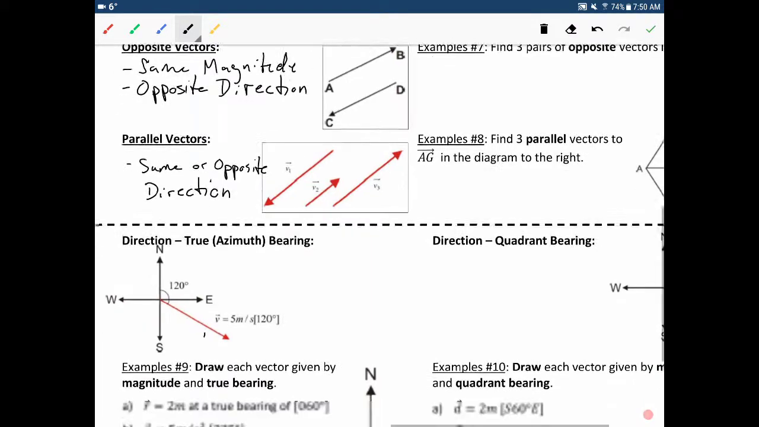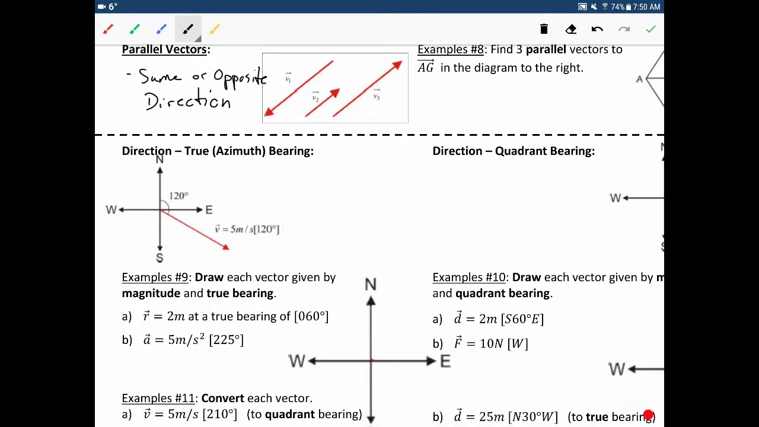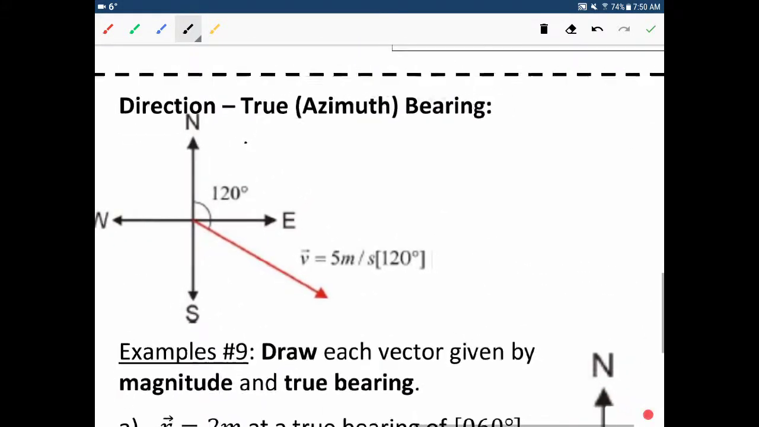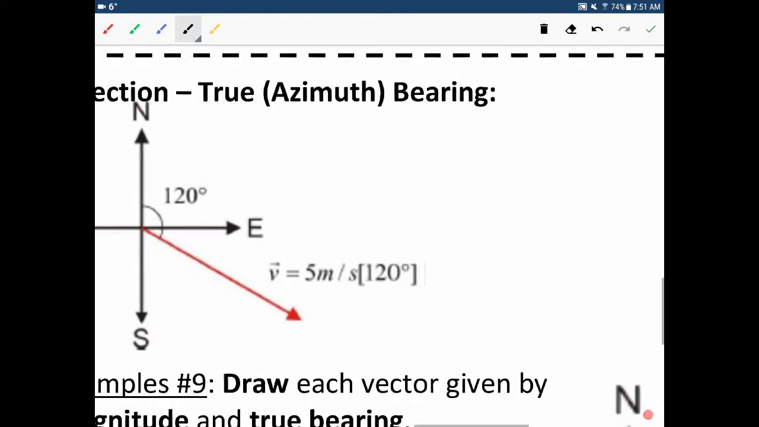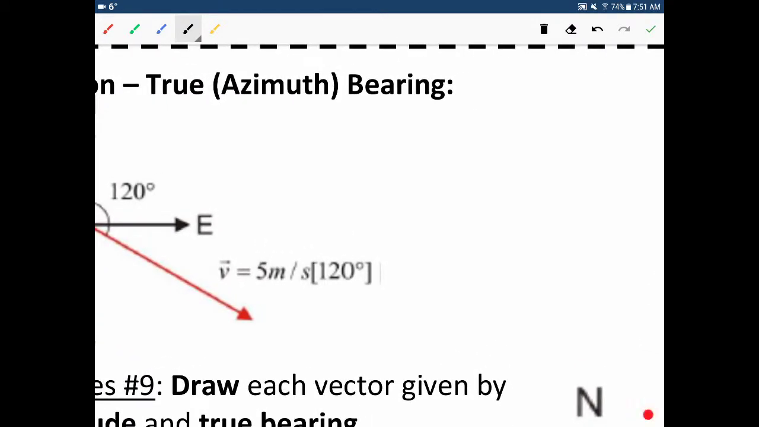Last thing I'm going to do with you, and then I can get you to do the examples yourself. We're going to talk about direction, the way we write some of these direction vectors. There are 2 major ways of doing it, the true bearing or azimuth bearing, and then the quadrant bearing. You will see the true bearing more in a math class. Typically, quadrant bearing, I believe, is more what you'll see in a physics class. Neither one's really better than the other, but I do think quadrant bearing is probably more common. But I like true bearing. I just like azimuth. I assume that's a guy's name, but I don't even know.